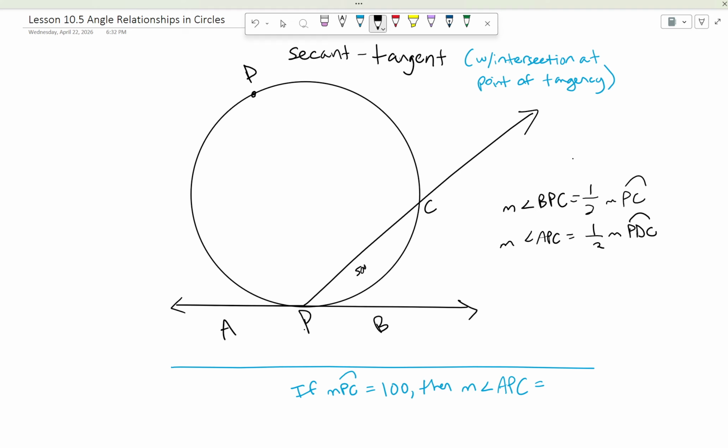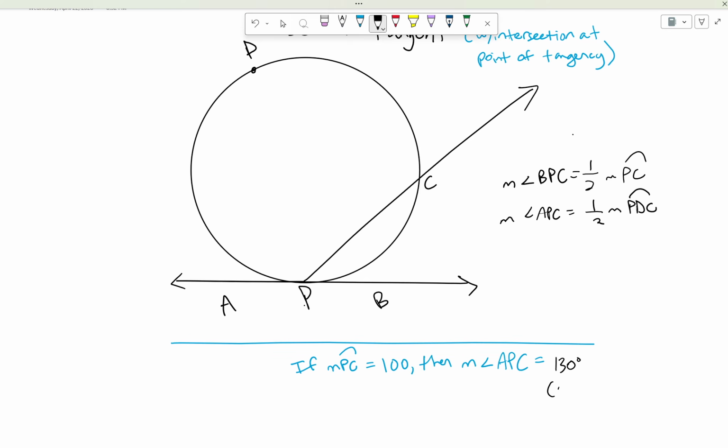The measure of APC is going to be supplementary, right? Because this is going to be a linear pair. So this guy would have to be 130 degrees. Okay. All right. Next.